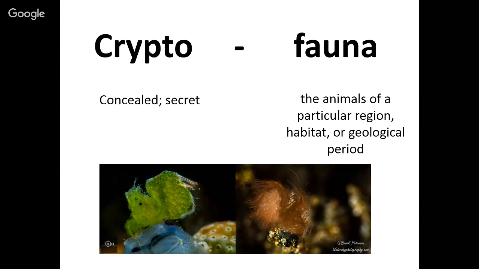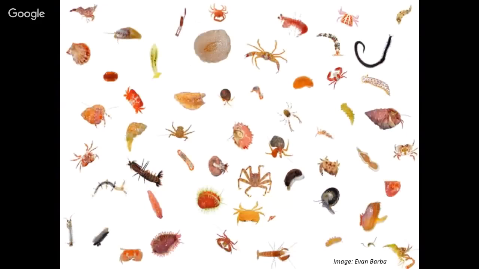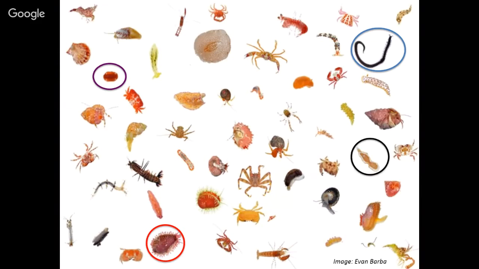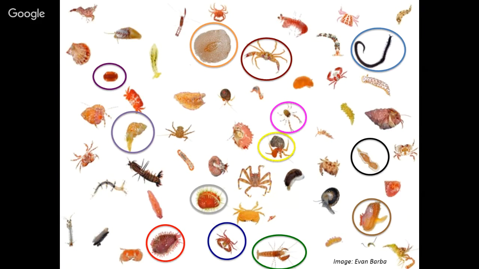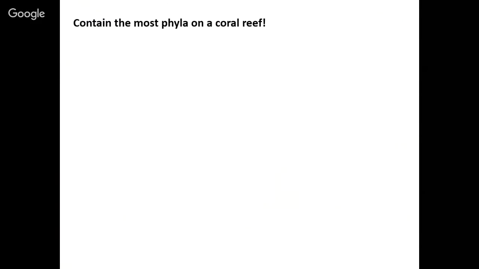And I just threw up these two images here because I thought it was fascinating. They are both shrimps, but one looks like an algae leaf, and the other one just kind of looks like some fuzz. And there are so many organisms that reside within this community. You've got polychaetes, chitons, cowries, nudibranchs, sea snails, flatworms, crabs, clams, snapping shrimp, squat lobsters, abalone, porcelain crabs, hermit crabs, and mantis shrimps. They actually contain the most phyla on a coral reef.